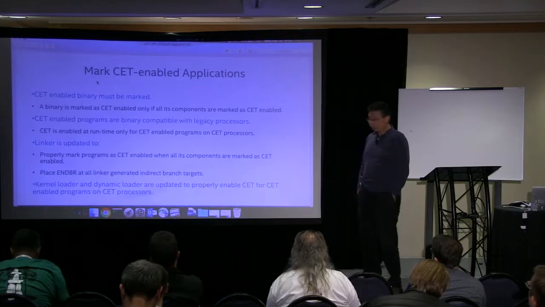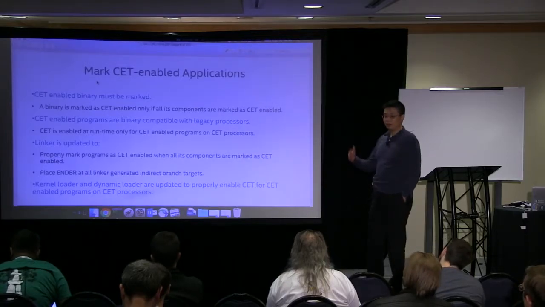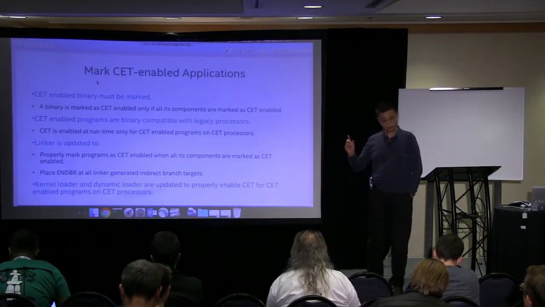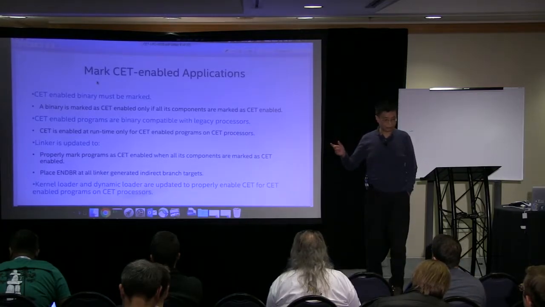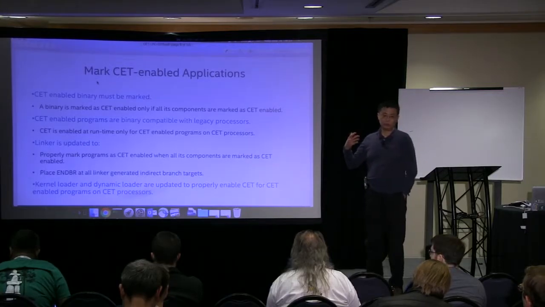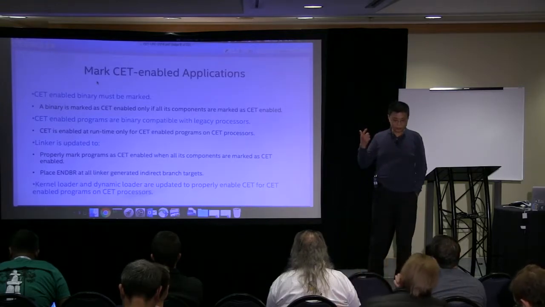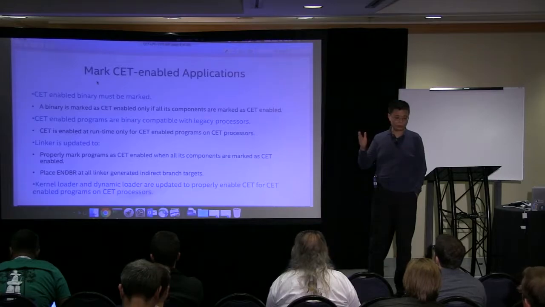So the way we do this, if a file can be a .o file or a shared library, and it is CET enabled, it has to be marked. So we introduced a new section in the ELF file. It's a note section, and it is optional. If it is CET enabled, we have two bits, one for IBT, the other one for shadow stack, and they will be marked.